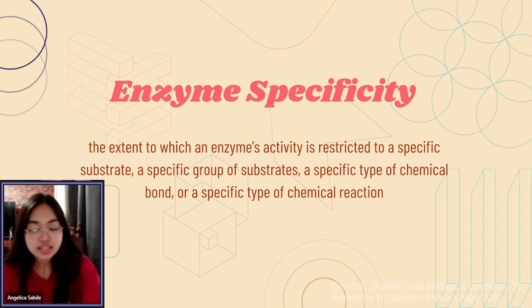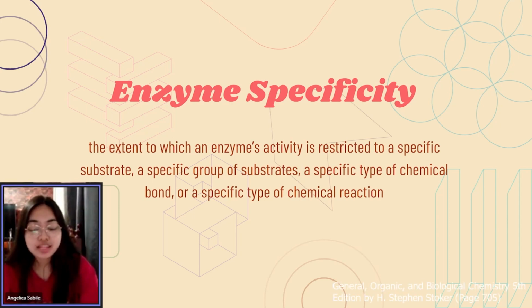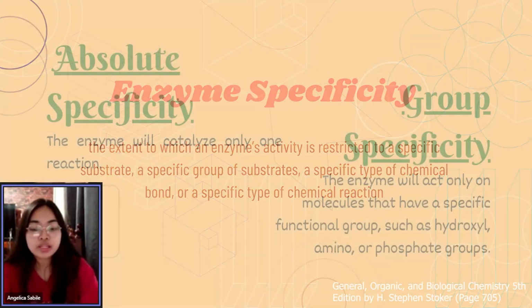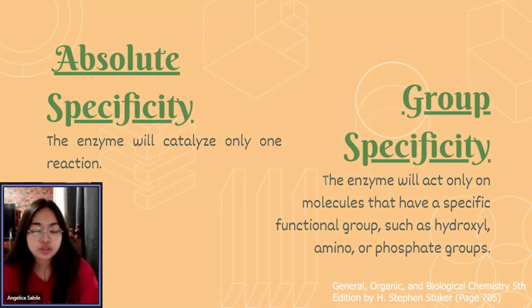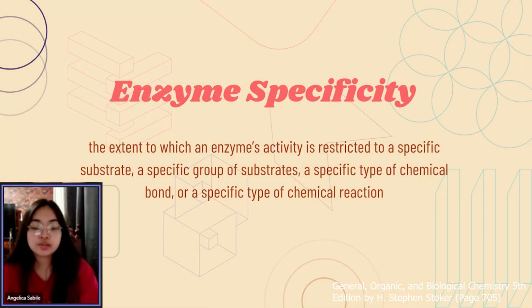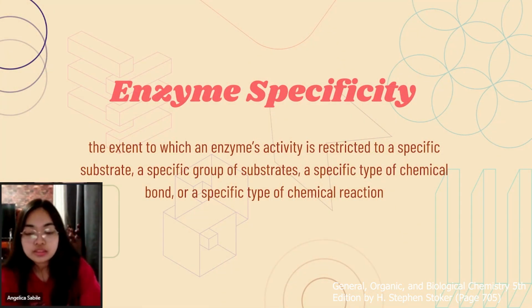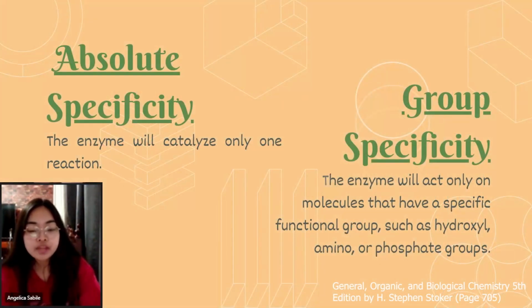Enzyme specificity is the extent to which an enzyme's activity is restricted to a specific substrate, a specific group of substrates, a specific type of chemical bond, or a specific type of chemical reaction. The degree of enzyme specificity is determined by the active site. Some active sites accommodate only one particular compound, whereas others can accommodate a family of closely related compounds. Now, we will discuss the 4 types of enzyme specificity.